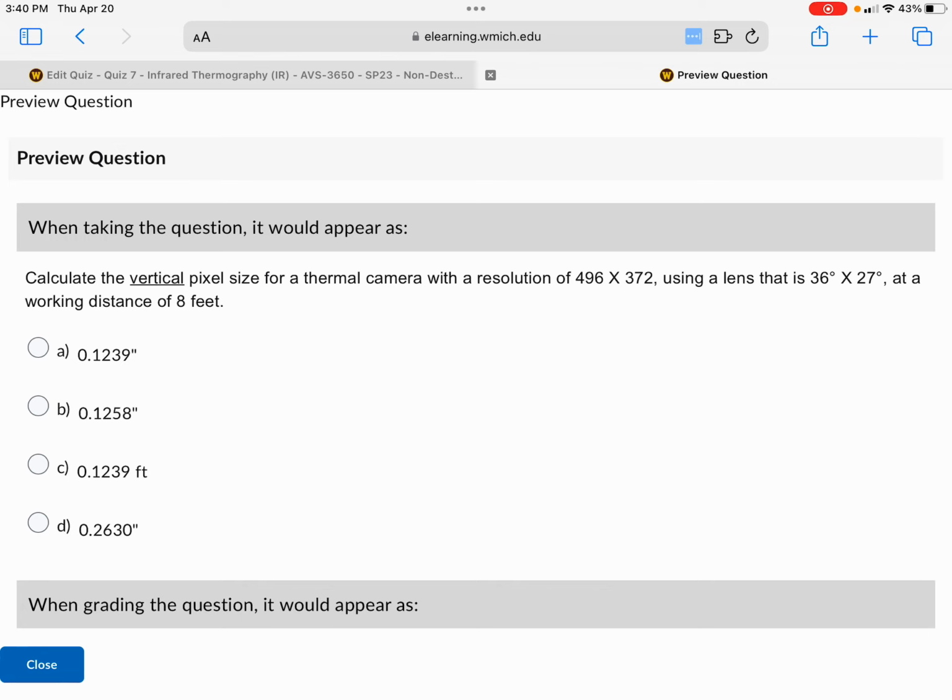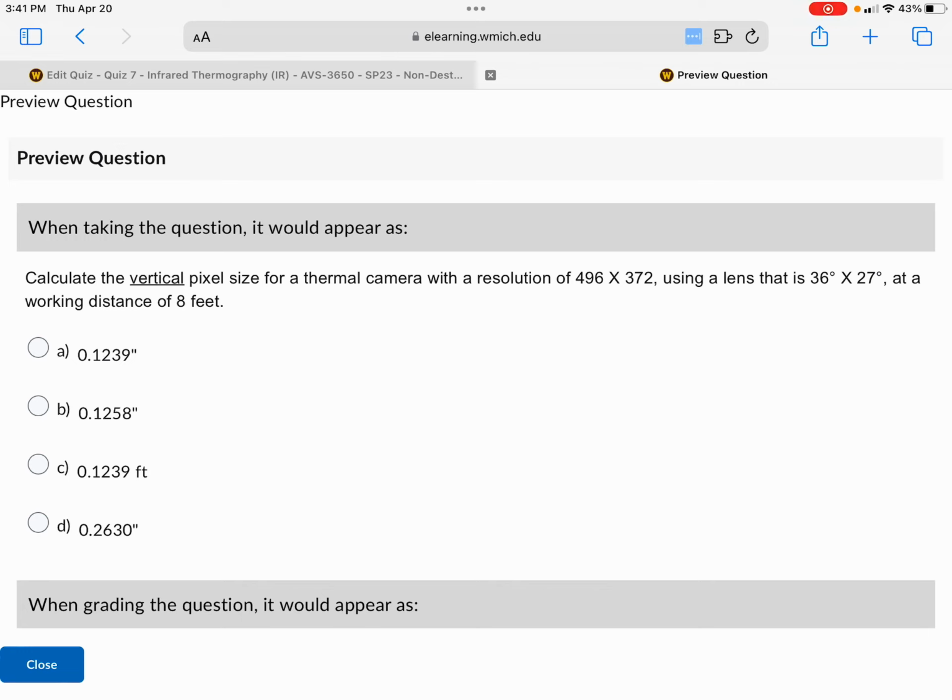In the case of the question that was on the quiz, I asked you to calculate the vertical pixel size for a single pixel with a camera that has a resolution of 496 by 372 and a lens that's 36 degrees by 27 degrees field of view with a working distance of 8 feet. In this case, since we're looking at vertical, that's the second number for each of the field of view measurements. So our resolution is 372 pixels tall, and it's going to be spread over 27 degrees field of view.